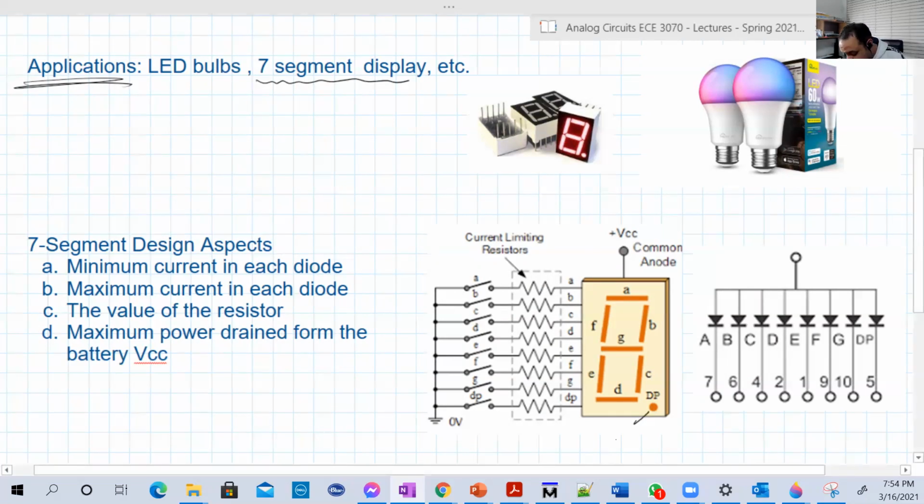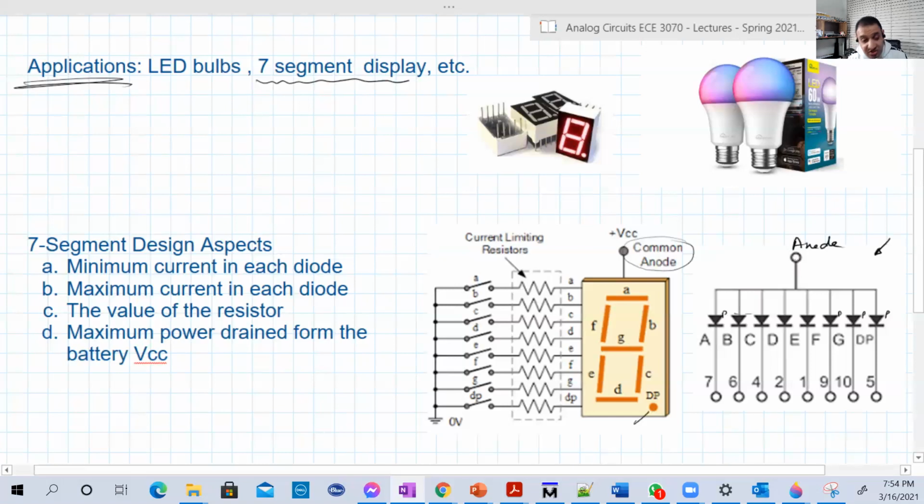So basically it is something like this. You have the 7 LEDs connected like this. They might have the same anode, I mean all the anodes are connected together, and in that case it's called common anode.